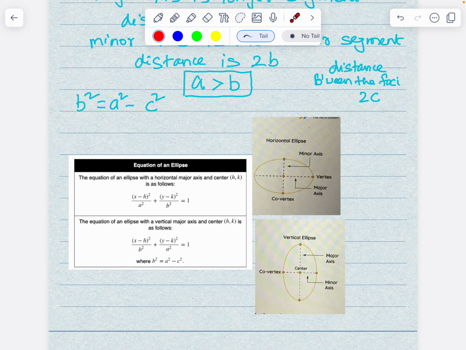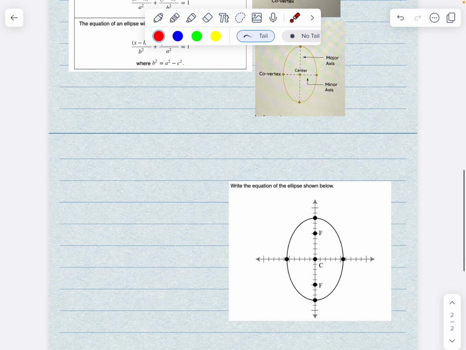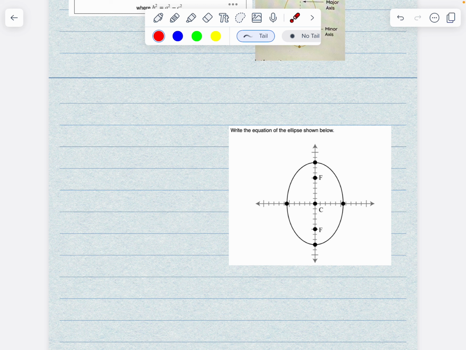Whereas for the vertical ellipse, the major axis is on the y-axis, so therefore a, which is always greater than b, is on the y term. Okay, so it's on the (y minus k) the whole square. So that's how you'll know which one goes underneath which one. Always, whichever is the major axis, the a goes underneath, that is the denominator, and the b will be for the other one.